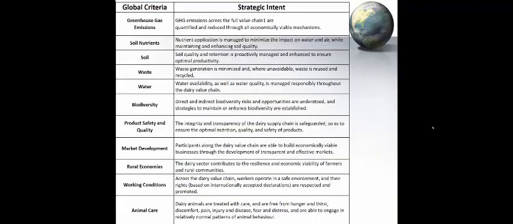The 11 global criteria each have a strategic intent which define the criteria and also define what is good in terms of desirable outcomes for the criteria. For example, greenhouse gas emissions are quantified processes of greenhouse gas equivalent emissions and reduction of those through economically viable mechanisms. So the strategic intents are effectively goals for each of the criteria.